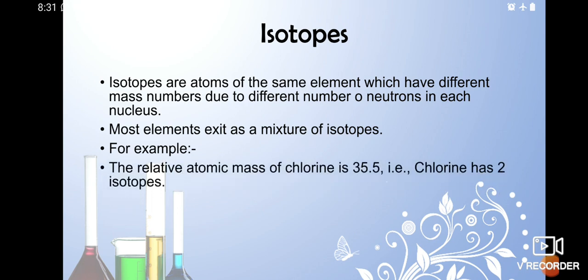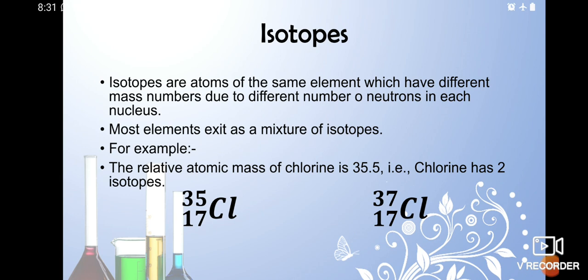So the relative atomic mass of chlorine is 35.5. That is, chlorine has two isotopes. It exists in nature in the form of a diatomic molecule. Okay, students, if you observe here, the atomic number is the same, but there are different mass numbers for the two chlorine atoms. They are 35 and 37.